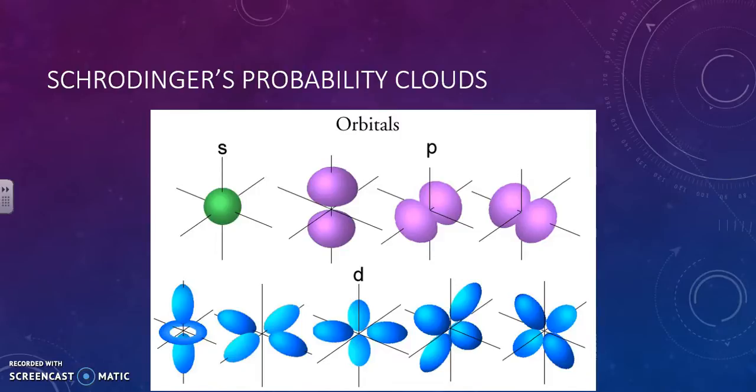4 out of the 5 of them look like there are 4 balloons held together at the center, just oriented differently in the XYZ coordinate system. And then the last one looks like a P cloud with a big donut around the center. Really, really strange. Now, what all of these pictures represent is basically the living space for where 2 electrons can exist. And I would like to show you what that actually looks like all together.